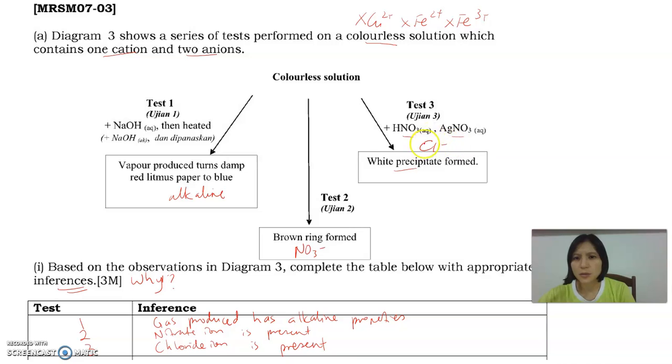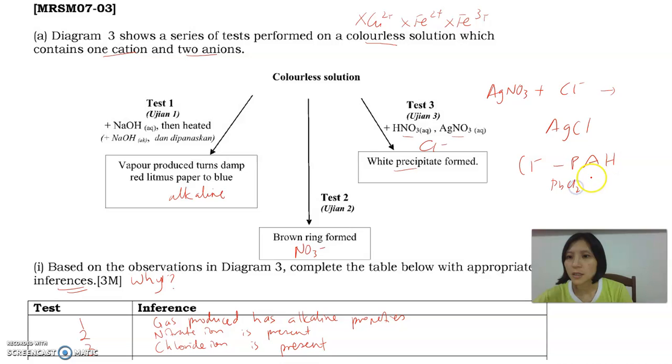Why is it that there is white precipitate when there is chloride? Because this AgNO3 will react with the chloride ion. When AgNO3 reacts with the chloride ion, it becomes AgCl. AgCl is a white precipitate. We learned that all chlorides are soluble except for PbCl2, AgCl, and also HgCl. So we know this AgCl is the white precipitate.